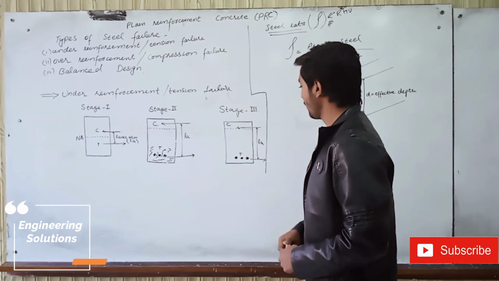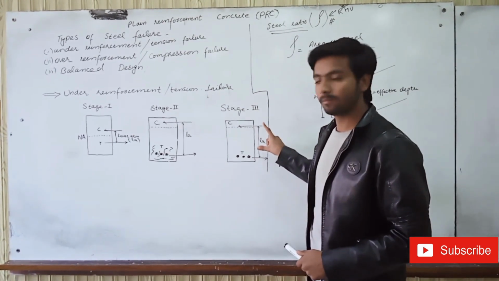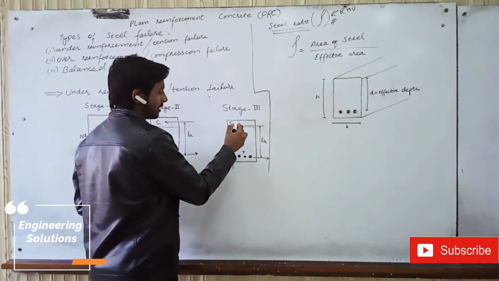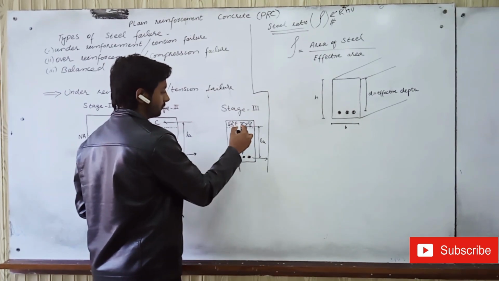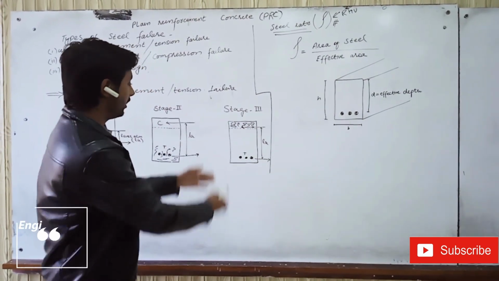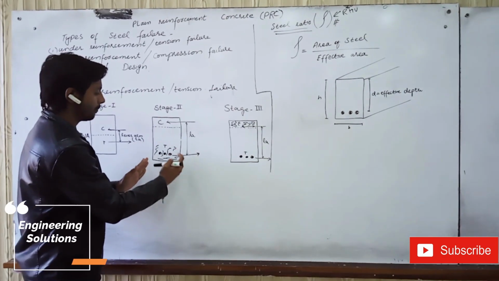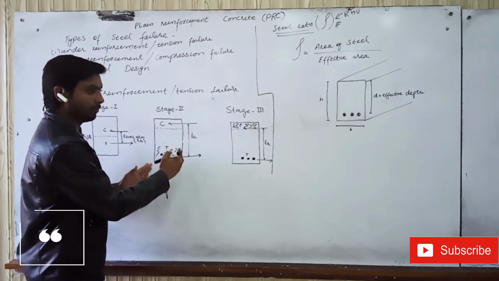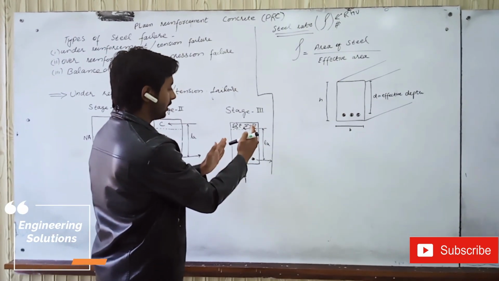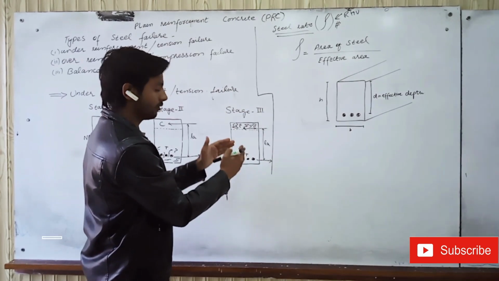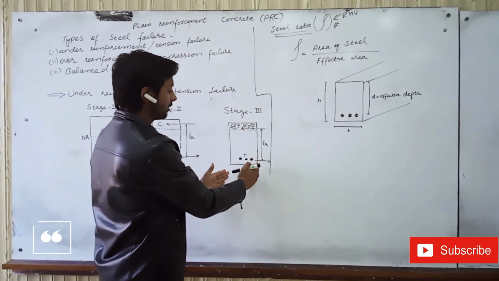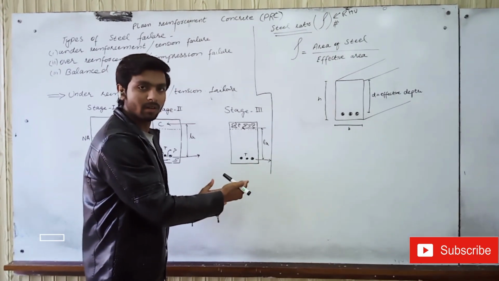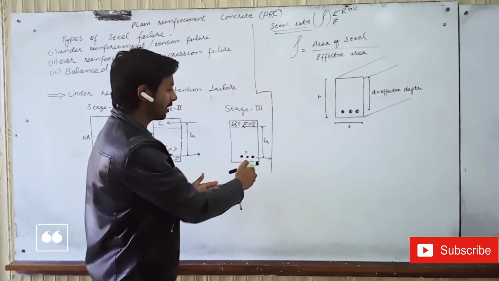In stage 3, the height of the lever arm and the position of the neutral axis remain the same, but in the compression zone some cracks will be produced. And in stage 2, the compressive force and the tensile force will be increased. But in stage 3, the magnitude of the compressive force will be equal to the magnitude of the tensile force, and the lever arm is constant.